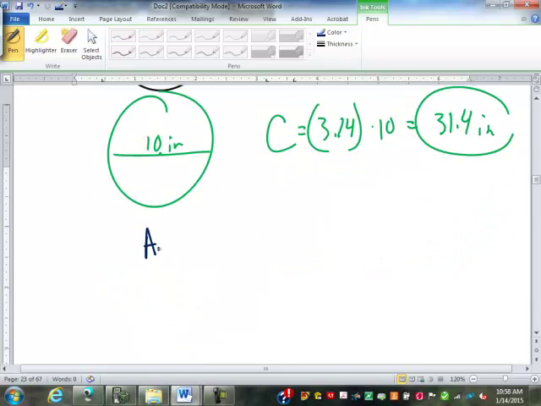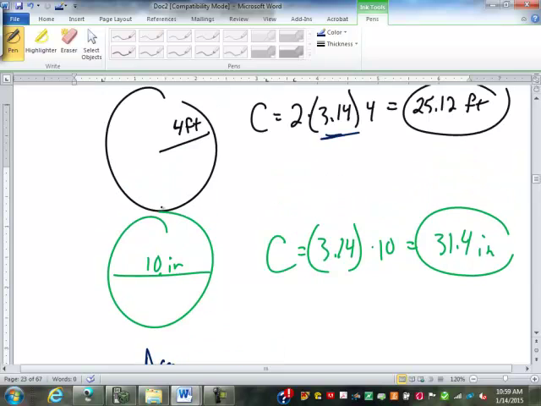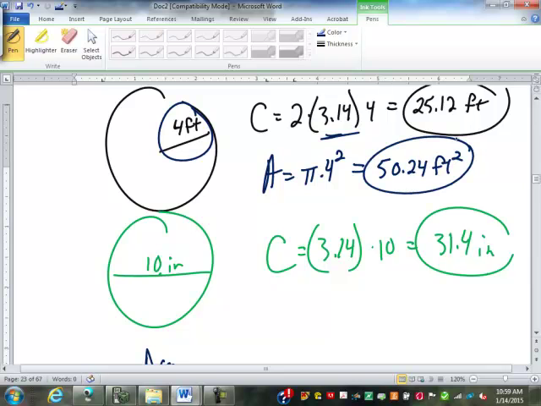Area of a circle. Anybody know the formula for the area of a circle? Involves pi times radius squared, pi r squared. So back up to one of these circles, this first one here, radius of 4, its area would be pi times 4 squared. Well, 4 squared is 16 times pi is 50.24. And that'll be square feet.